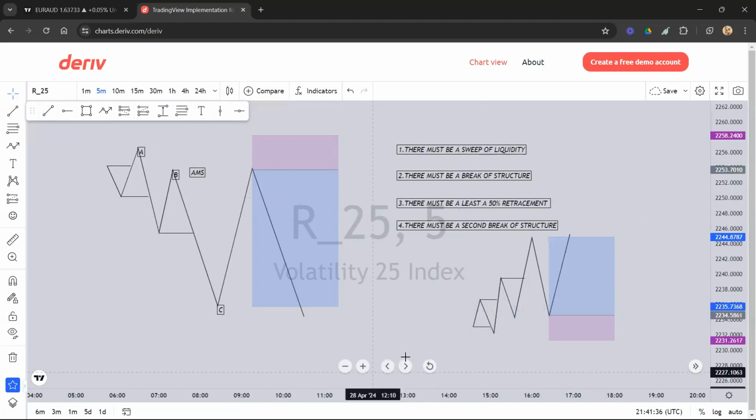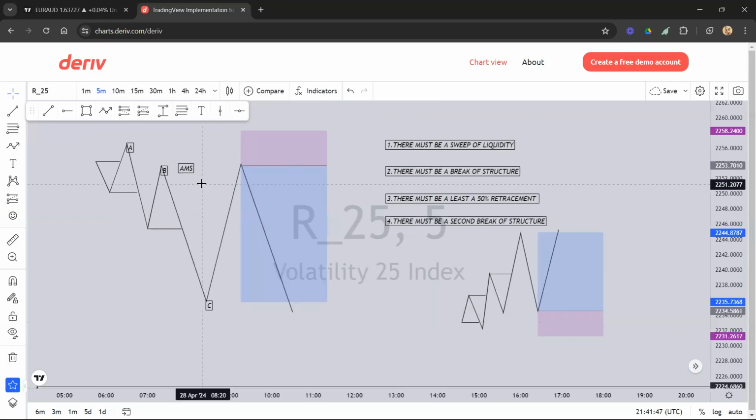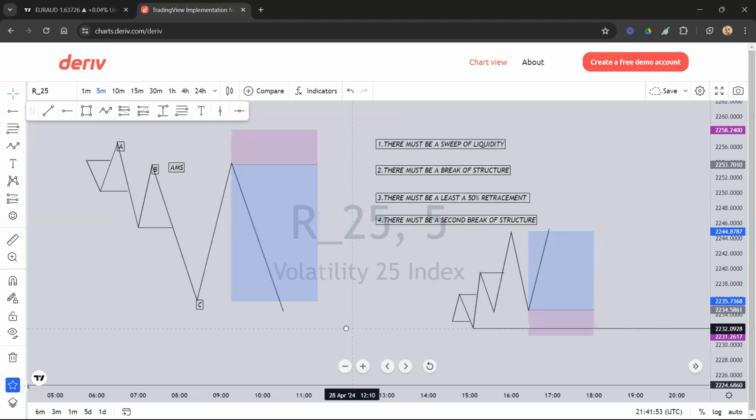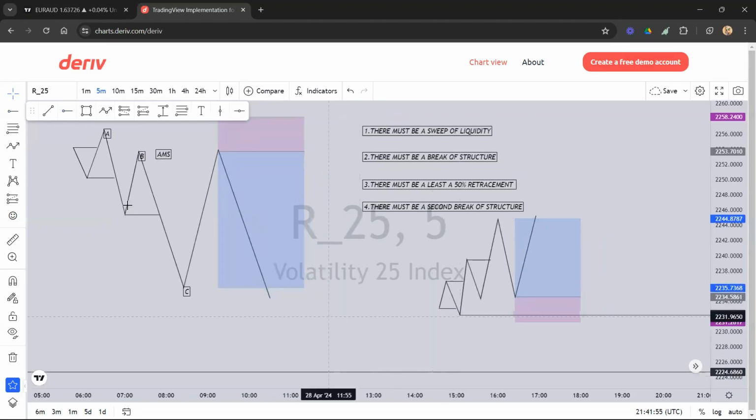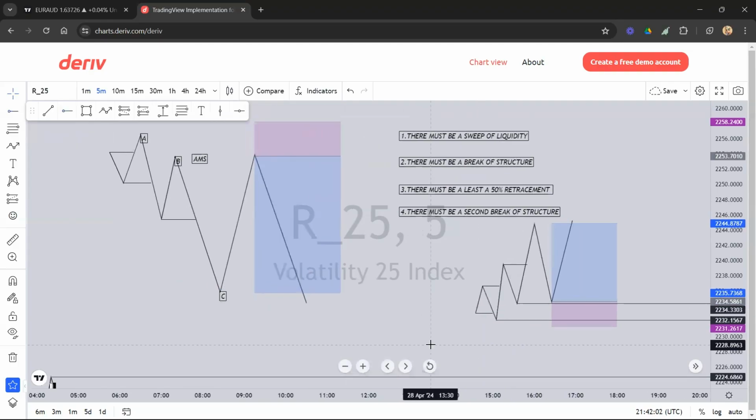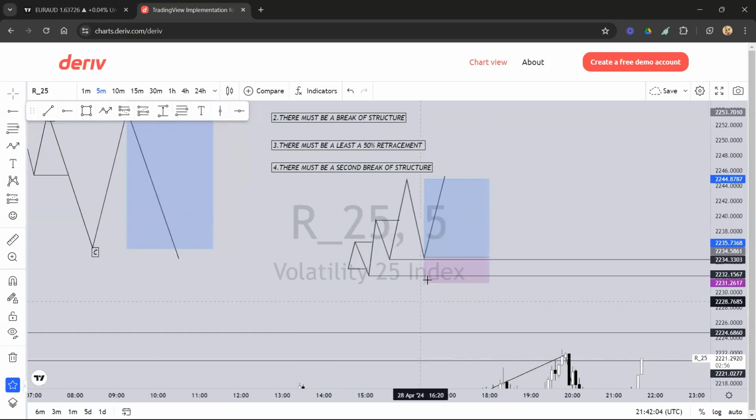Dominion, you always ask me what are the two lines I mark in my chart. This is the first line I always mark. I always mark my sweep of liquidity. Once I mark my sweep of liquidity, I go ahead and mark my point B, indicating the area I'm waiting for the market to come back to.